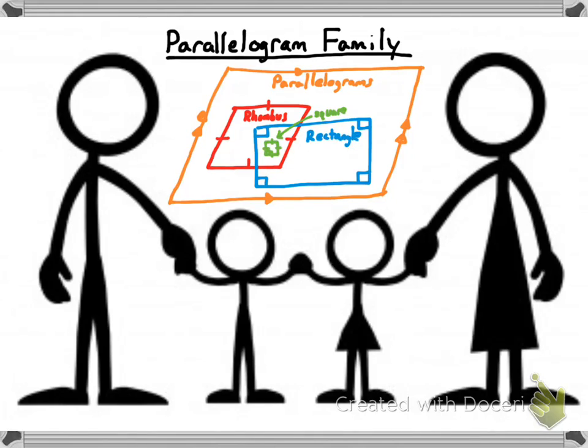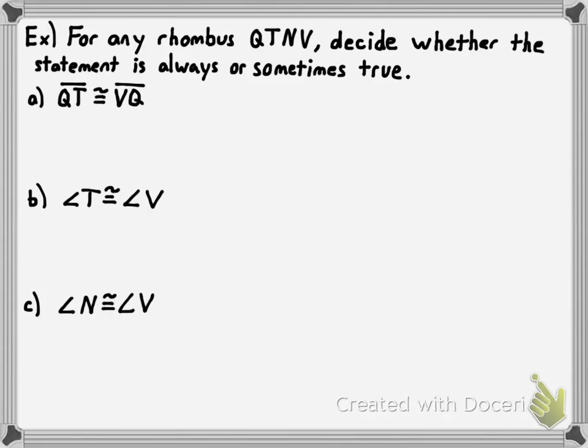All right, you need to know that a square is always a rectangle, and it's always a rhombus, and it's always a parallelogram. Whereas a rectangle can be a square, but it doesn't have to be equilateral, and so forth. Hopefully that diagram has a little meaning too. All right, now on to the examples.